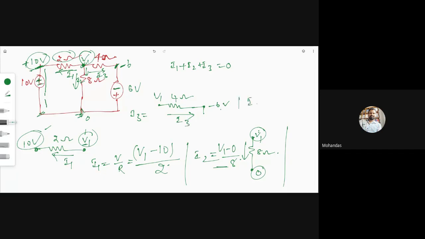Please tell me what is the I3 current here, after discussing these three. Can anybody tell me? How to write here? 6 by 4, sir. V1, 6 by 4. Very good, very nice. V1 minus of 6 by 4, which is nothing but V1 plus 6 by 4. Very good. So these are the currents.